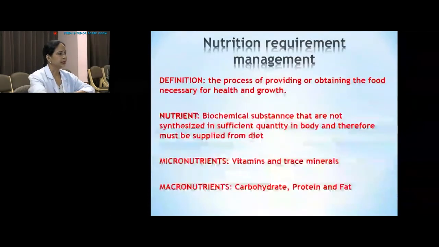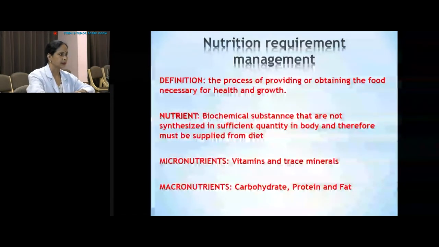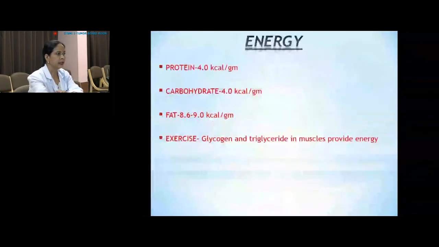Nutrition requirement and management. Energy. Everybody knows that 1 gram of protein gives 4 kilocalories per gram, and carbohydrate 4 kilocalories. Fat depends on the quality of fat, whether it is MCT or long chain triglyceride. This gives 8.6 to 9 kilocalories per gram. Even during exercise, glycogen and triglyceride in muscle provide energy by glycogenolysis.